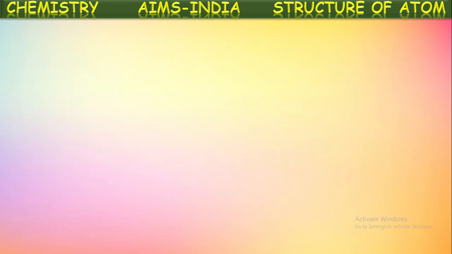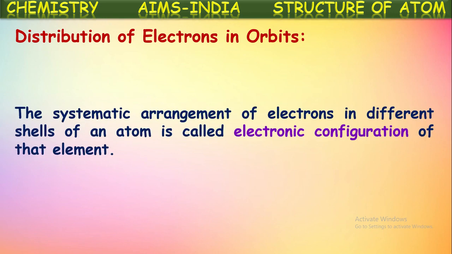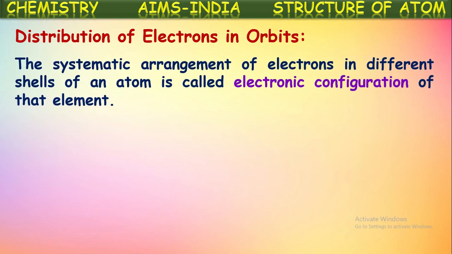Okay, next, distribution of electrons in the orbits. The systematic arrangement of electrons in different shells of atoms is called the electronic configuration of that element. So we are saying that at the center of the atom, the nucleus is there, which contains the complete positive charge and mass. Around this, electrons are revolving in concentric circular paths called orbits. But how many electrons are revolving in each orbit? That arrangement of electrons in a systematic way is called the electronic configuration of that element.